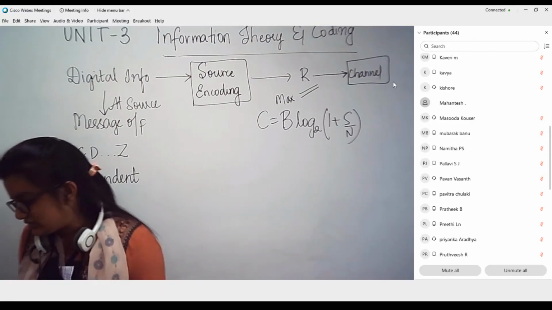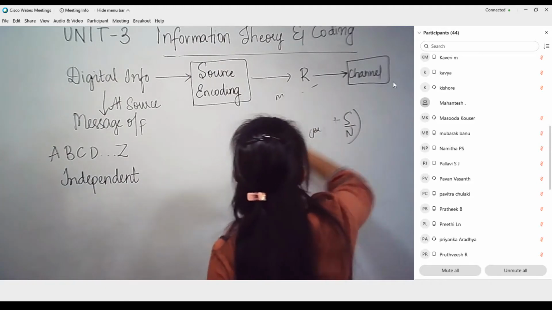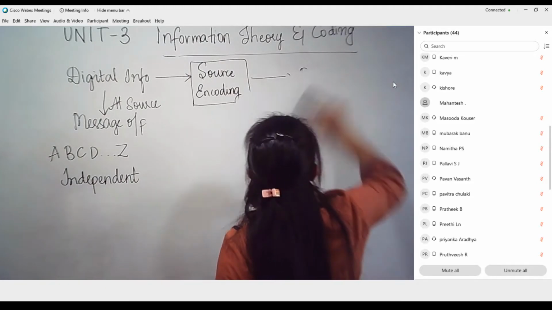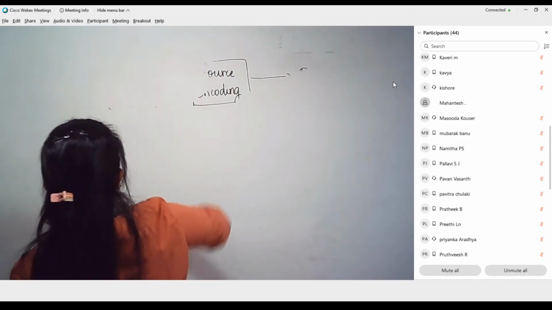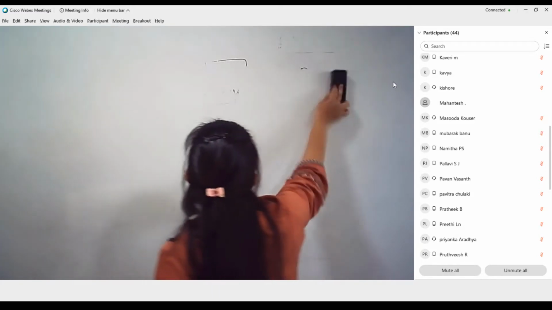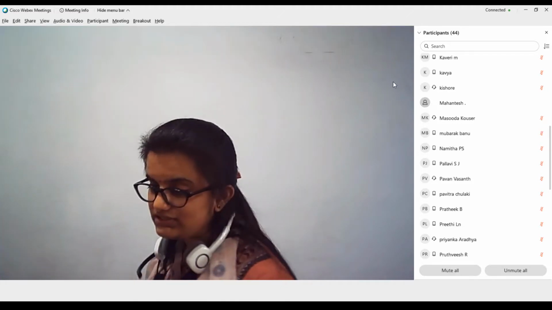So this is one thing I wanted to give as an introduction. So we will take one typical example and we shall solve one simple problem to know what is meant by information content. Yes?